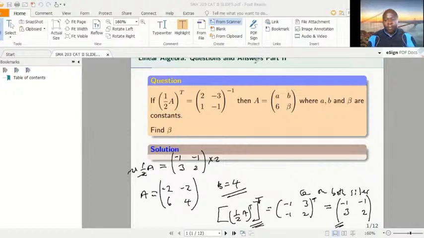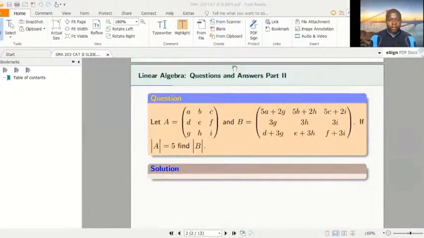Let's look at the next question. This is our second question. We are given matrix A, then matrix B, and we are told that if the determinant of A is 5, find the determinant of B. So that means you have to manipulate matrix B until it is in the form of A, and then from there you can determine what the determinant of B becomes.